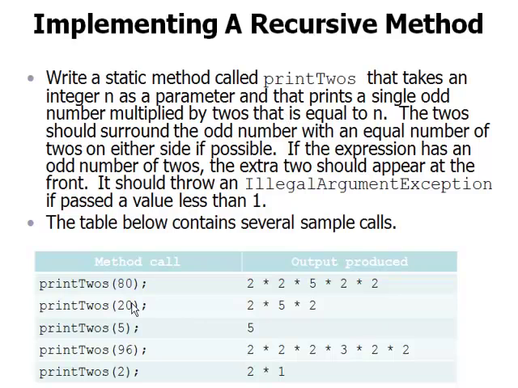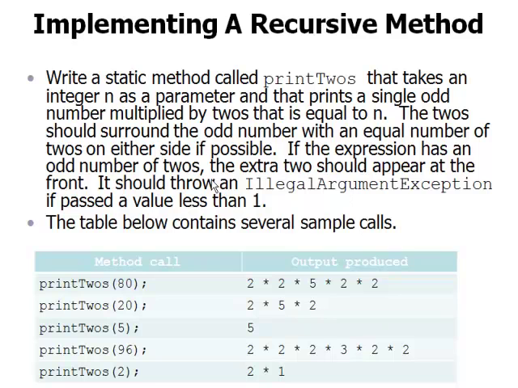As an example here, the number 20 can be expressed as the odd number 5 multiplied by 2 2's. That gives you the 20. The number 80 is expressed as the odd number 5 multiplied by 4 2's. It says that the 2's should surround the odd number with an equal number of 2's on either side, if possible. So here the 5 had 2 2's here and 2 2's here. This 5 had 1 2 here, 1 2 here.